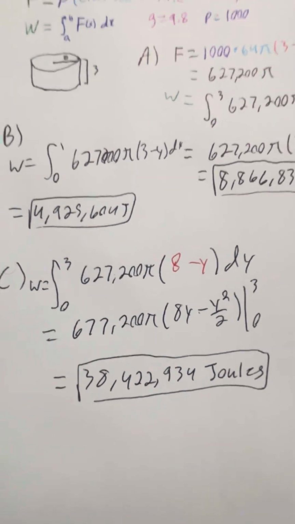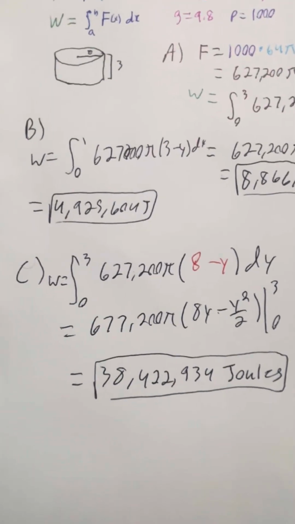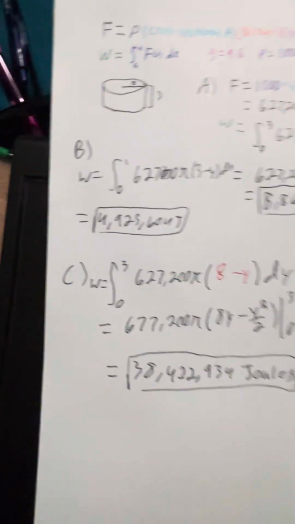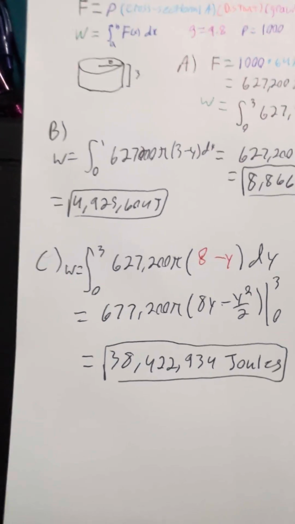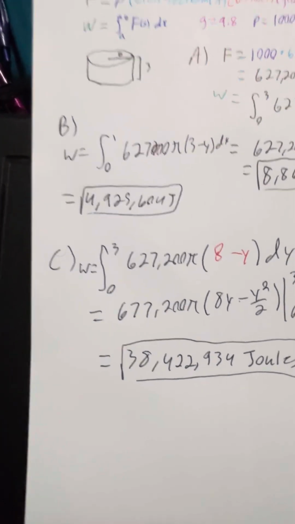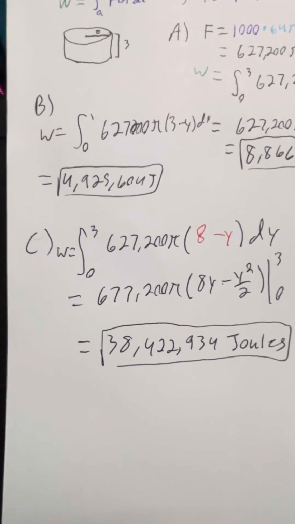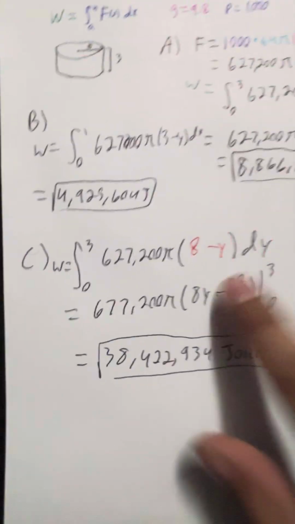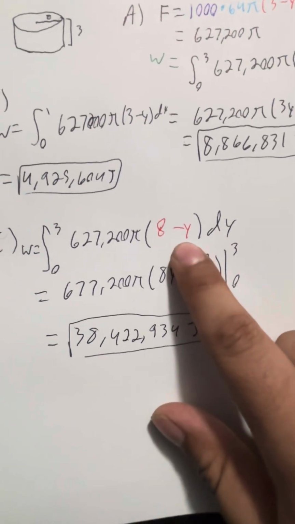And then at the end, our pump moved. Instead of being on the surface of the tank, it's 5 meters above it. And since the pump moved, our distance changed. So 3 meters of the tank plus 5 is 8, and so our distance changed to 8 minus y.